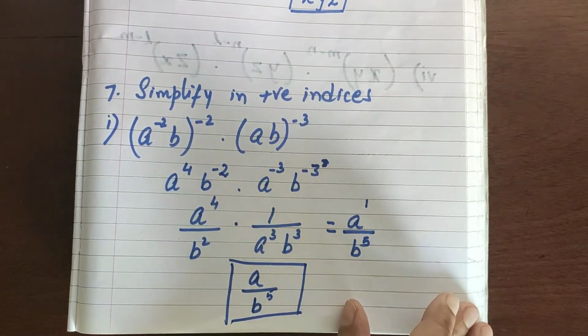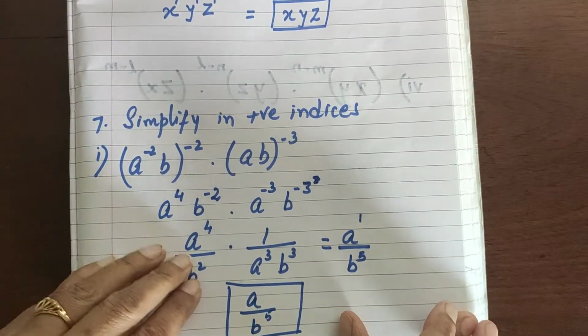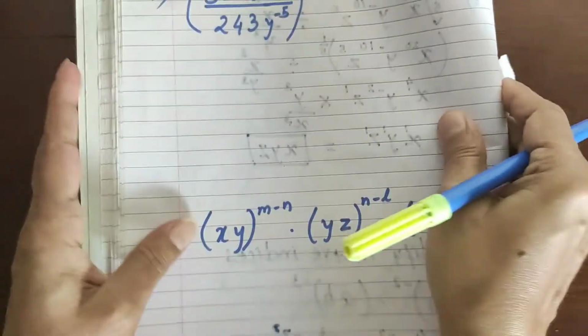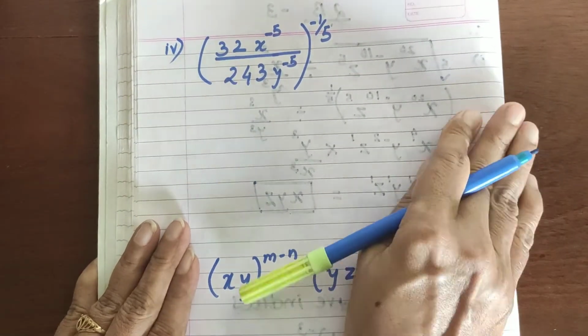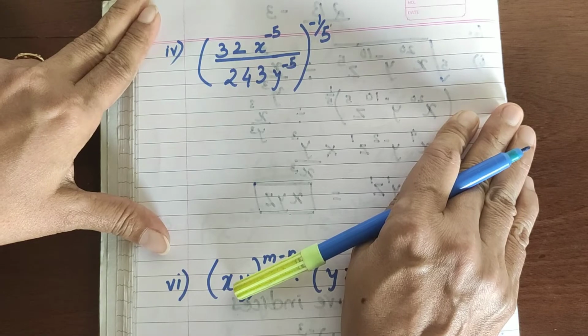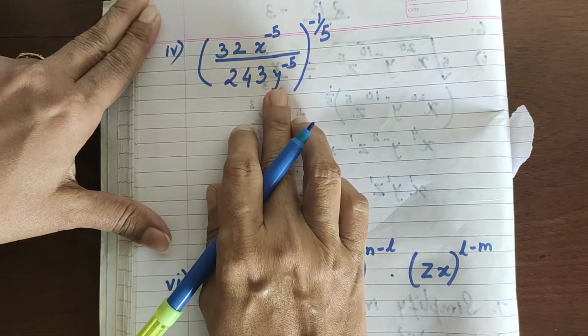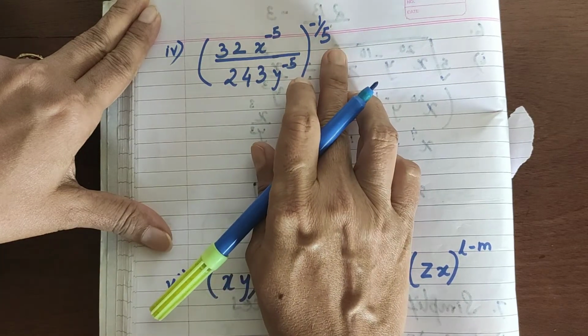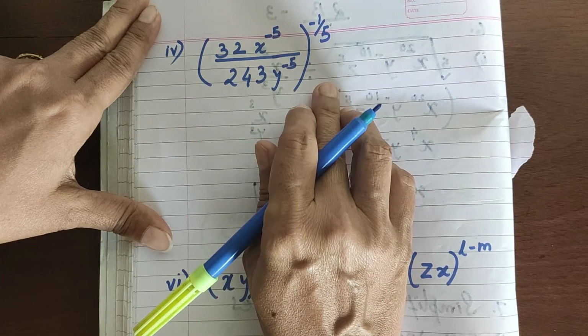Okay. Now let's move to the next question. Question number 7, part 4. 32x raised to the power minus 5 upon 243y to the power minus 3, whole to the power minus 1 upon 5.